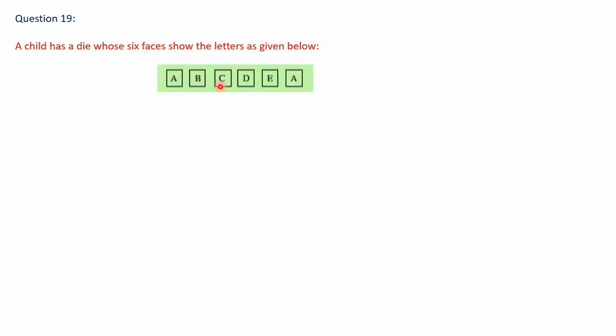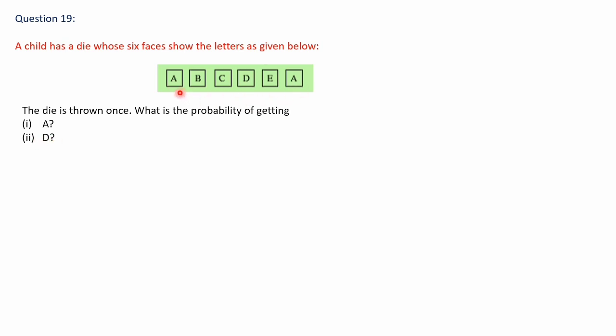Move on to question number 19. A child has a die whose 6 faces show the letters as given below: A, B, C, D, E and A. Previously we have learned that in a die 6 faces are there. It is marked with numbers from 1 to 6. But here instead of numbers, the letters are marked A, B, C, D, E and A. The die is thrown once. What is the probability of getting A? Another one is D. So here total number of outcomes we have to check.